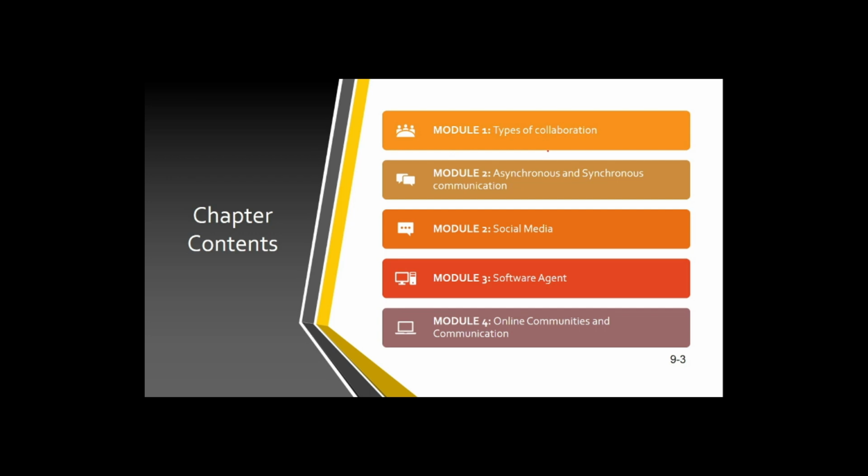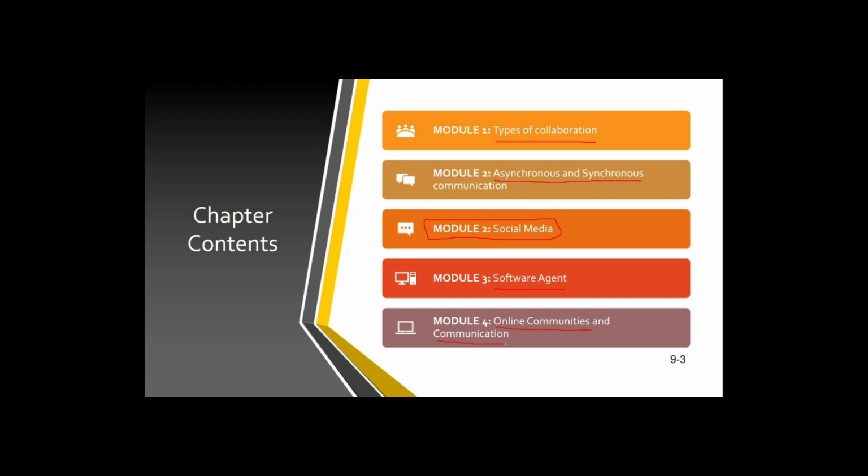We will cover 5 subtopics under this chapter. The first one is types of collaboration, followed by synchronous and asynchronous communications. Within these subtopics, I will try to discuss and elaborate on the social media. So there is no special subtopic for social media in this slide. And the number 4 is software agent. And lastly is online communities and communications.